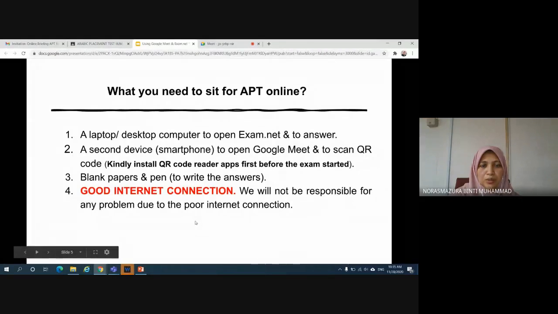Okay, what you need to sit for EPT online? A laptop or desktop computer to open the exam.net and to answer, and a second device, a smartphone, to open the Google Meet and to scan the QR code. Kindly install a QR code reader app before the exam starts. You can do it now, never mind. Please prepare blank papers and a pen to write the answer. You also need a good internet connection. We will not be responsible for any problem due to poor internet connection.